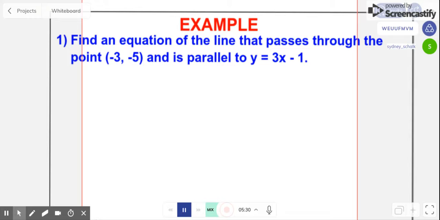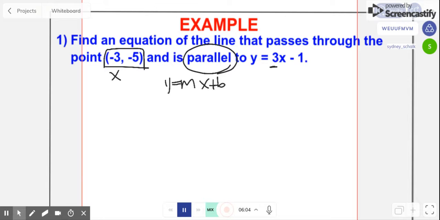All right, so taking it one step further, it wants us to find an equation of the line that passes through the point -3, -5, and is parallel to y equals 3x minus 1. So we know that parallel means that we're going to have a slope of 3. But we don't know what our y-intercept is. It didn't just give it to us. We actually need to use what we learned yesterday in order to figure out what y-intercept our new equation will have. So we have our y equals mx plus b formula, and we're going to plug in what we know.